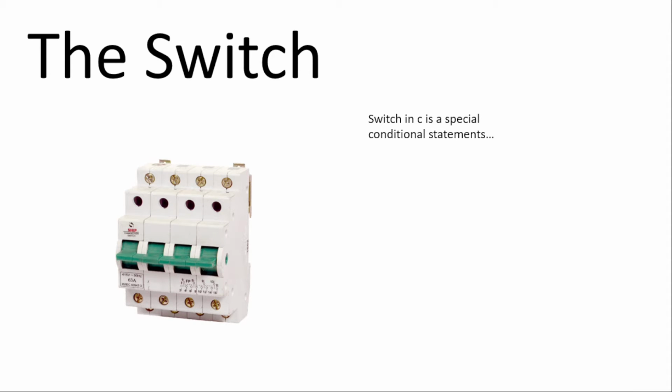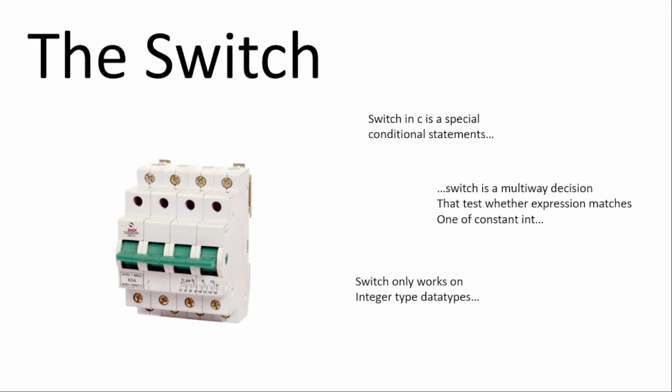Switch in C is a special conditional statement. Switch is a multi-way decision that tests whether an expression matches one of the constant integers. Switch only works on integer type data types, such as integer, character, short, long.